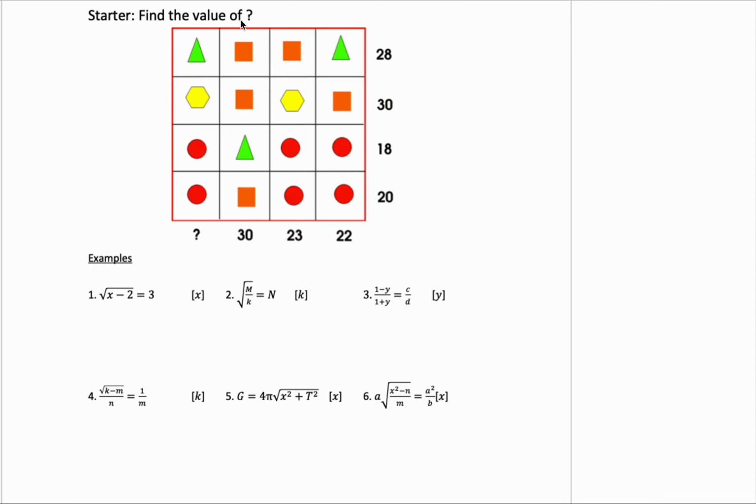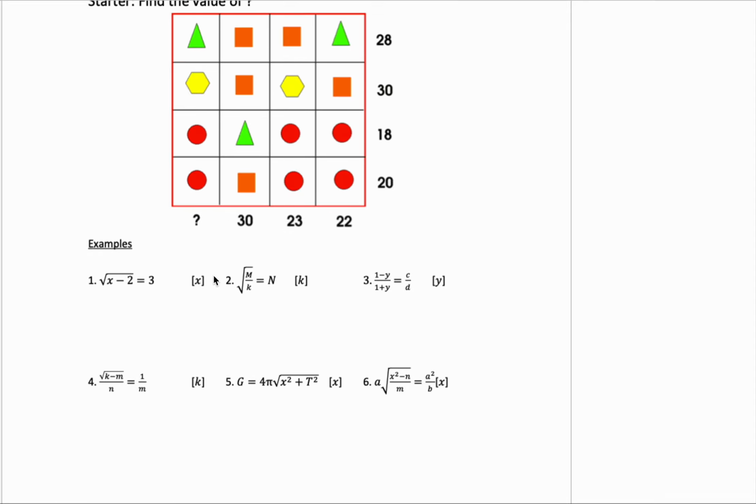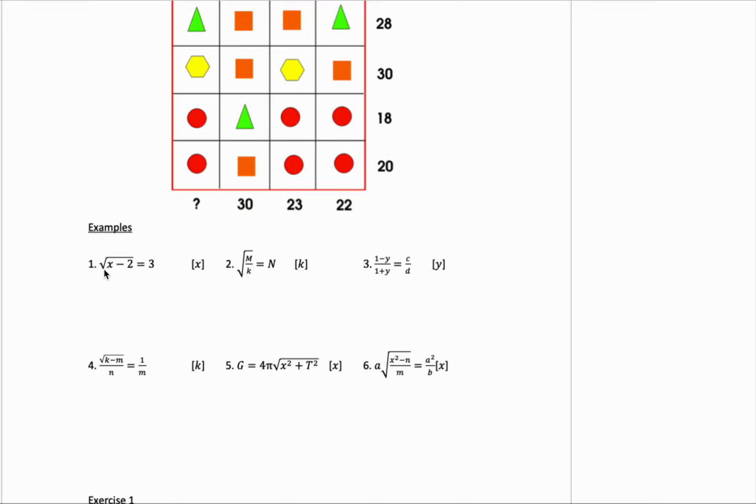We're changing the subject, we're solving for a certain variable. In this case, we're solving for x, and we've got square roots, so we undo the square root, so we square both sides, and then we get x minus 2 equals 9, and simply add 2 to both sides, and we get x equals 11.